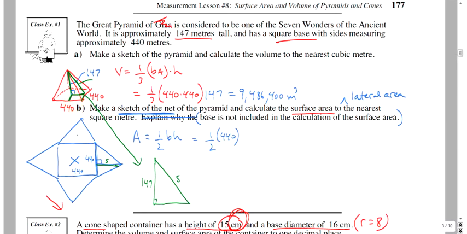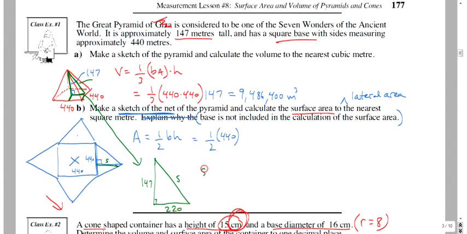All right, I need to find the hypotenuse. This is 147. That's the height. I've got to have two of these dimensions to solve for the third. I need this, but remember, this is from the center, right? That's the distance from the center to the edge. If that's 440 and that's halfway, what's half of 440? That's 220. Now you see how fun this question is?